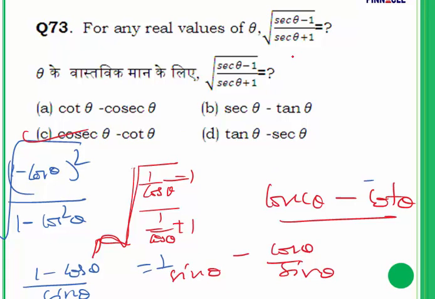Otherwise you can try by putting values, but because you can find it in answer two, it is better to use this, because it is easier in this particular case. Now question number 74.